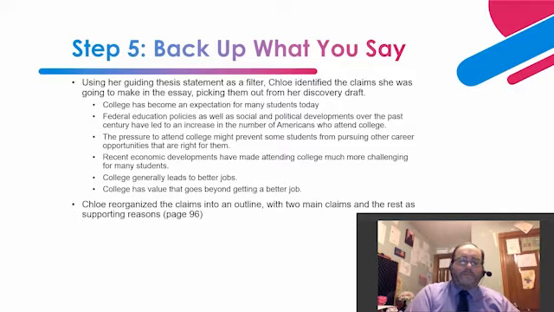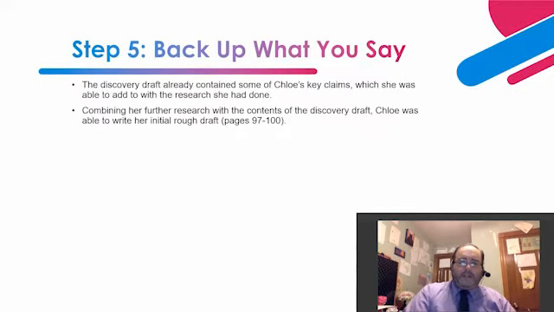Okay, and then she came up with the second main claim, that college is worthwhile in several different ways, as a way to combine those last 2 points, where college generally leads to better jobs and college has value that goes beyond getting a better job. Okay? So, the Discovery Draft already contains some of Chloe's key claims, which she was able to add to with the research she had done. Now she's adding more stuff to the Discovery Draft as she goes along. Every subsequent draft has more to it, based on what she finds out from her research.